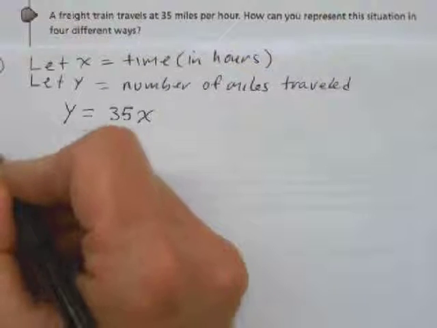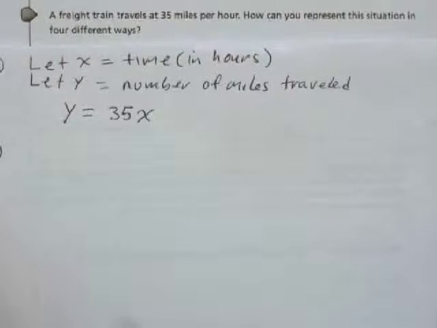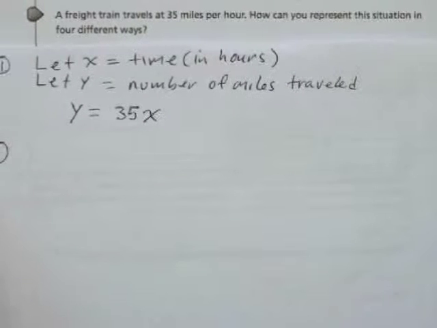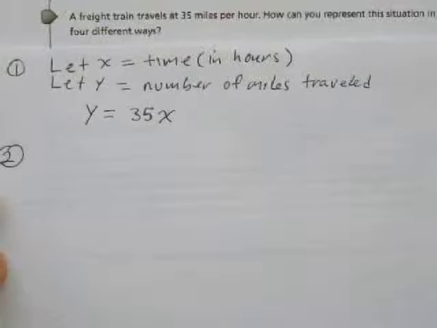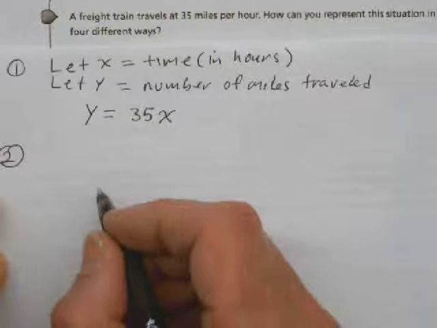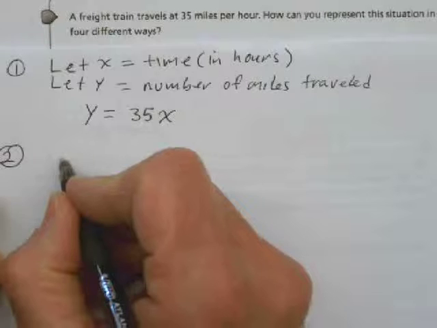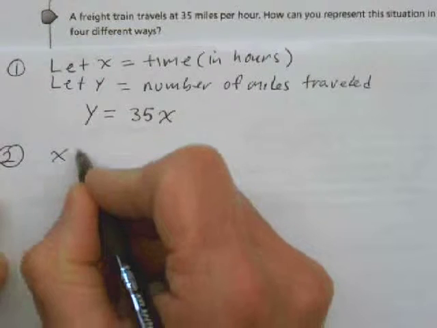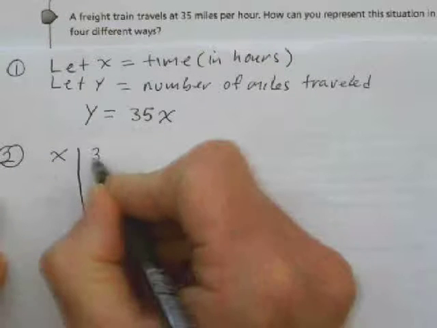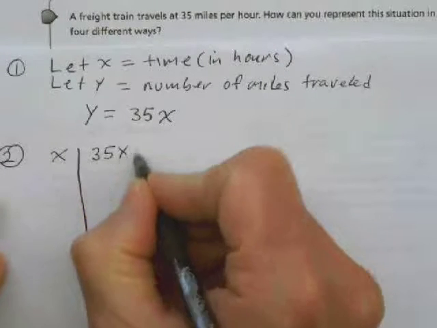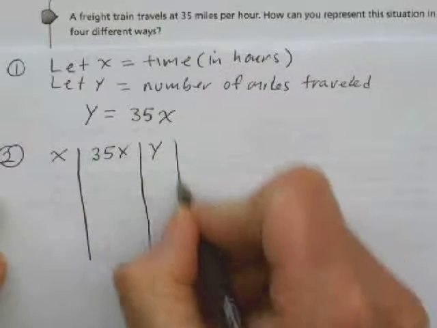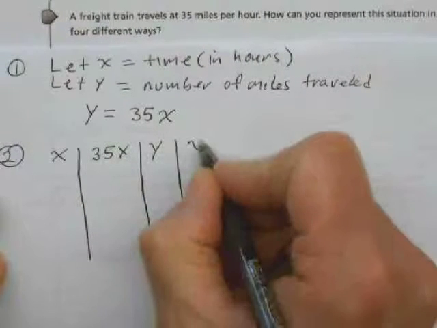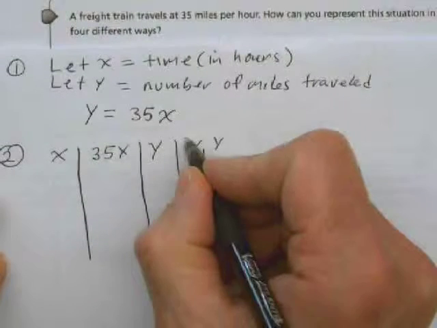How about for my second way of doing this? Actually, I'm just going to slide this over so you can see my numbers. For my second way, why don't we make a table? All right, so if we had x, 35x, and then we would get our y, and of course our ordered pair. So we kind of can feed 2 birds with 1 seed here, if you will.